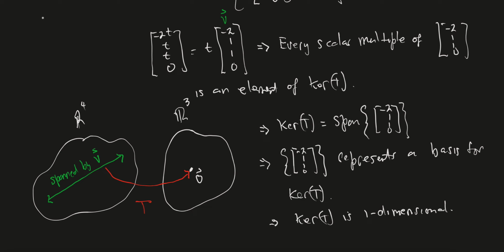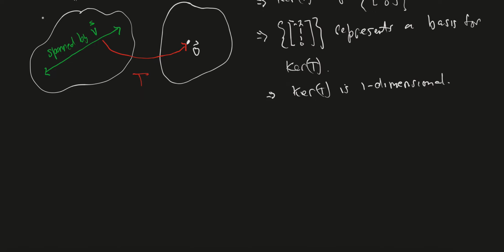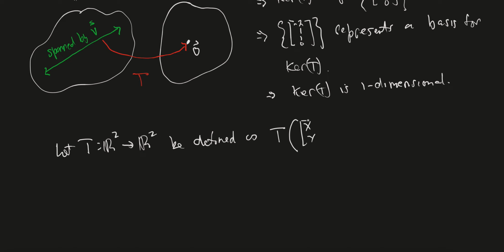Let's do one more example, and then maybe let's do something that's not quite as high dimensional. Let's look at another example. So let T going from R2 to R2 be defined as, and in this case, instead of giving you the matrix form, I'm going to put it in the vector form.